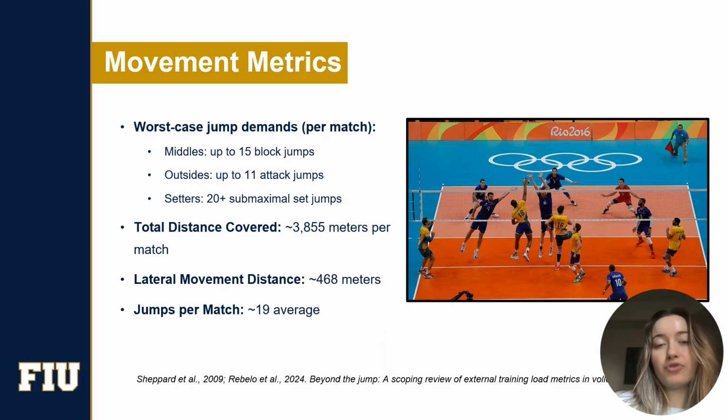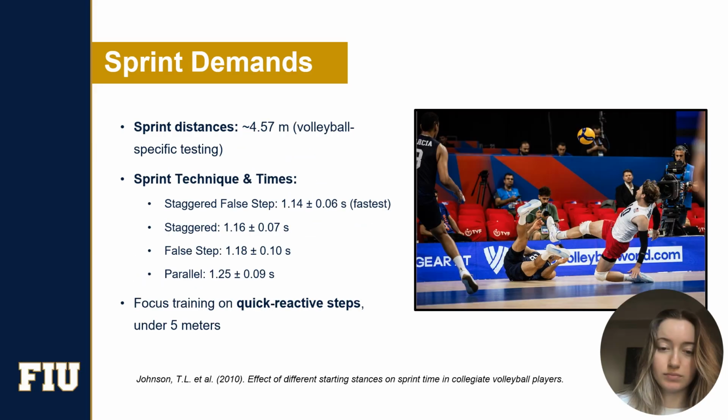Now we're going to look at some performance data. Athletes cover roughly 3,855 meters per match. This includes lateral shuffles, close range sprints, and positioning movements. Lateral movement alone accounts for nearly 500 meters. On average, players perform around 19 total jumps per match, with positions like middles exceeding that. These numbers reinforce the importance of tracking both total distance and jump count for effective workload monitoring.